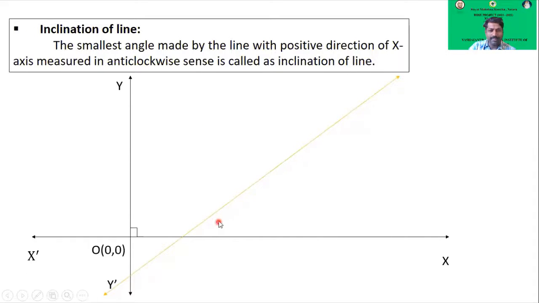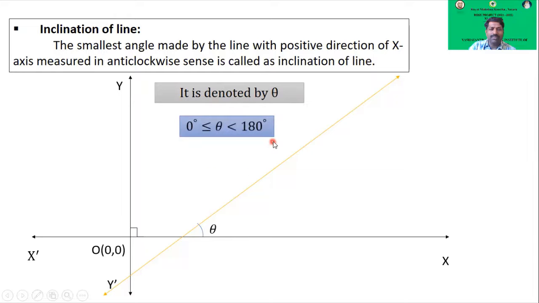Suppose this is the line and the angle made by this line is theta with the positive direction of x-axis. So it is the inclination of this line. The inclination of the line is denoted by theta. The value of theta varies from 0 to 180: 0 less than or equal to theta, less than 180. So any line may have an inclination between 0 to 180, including 0.